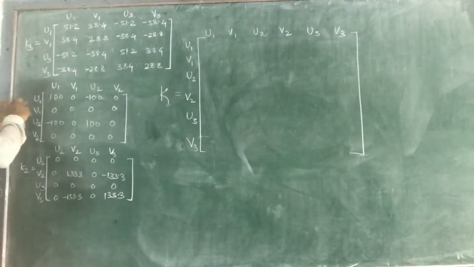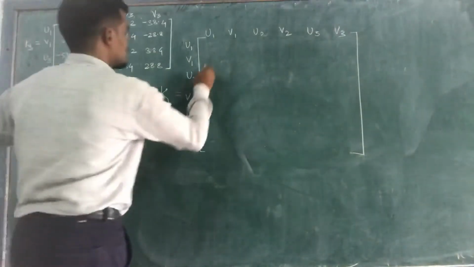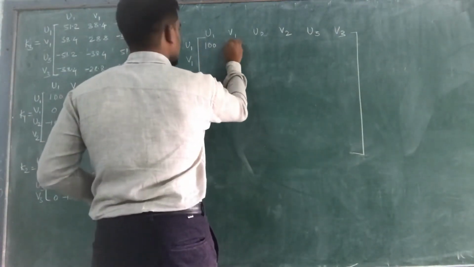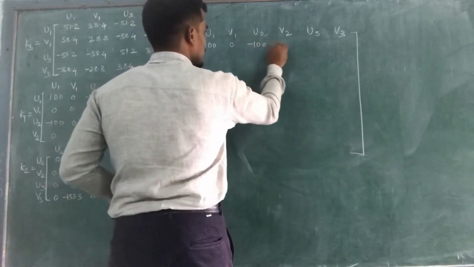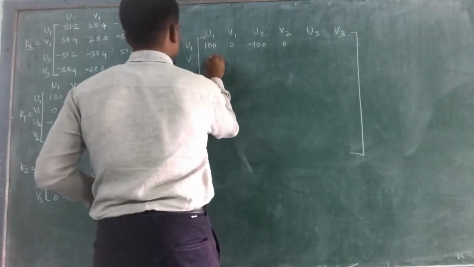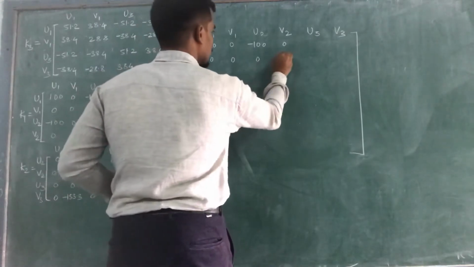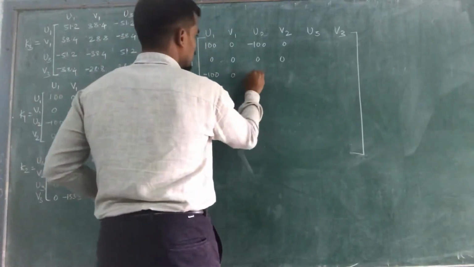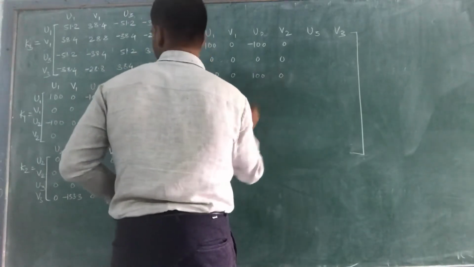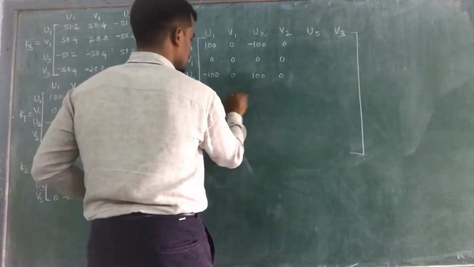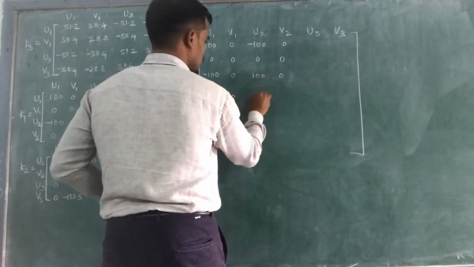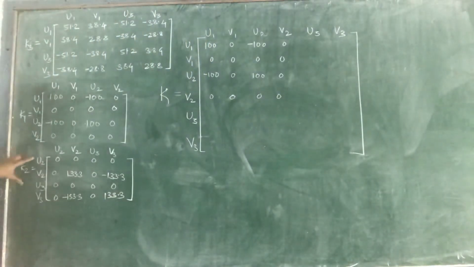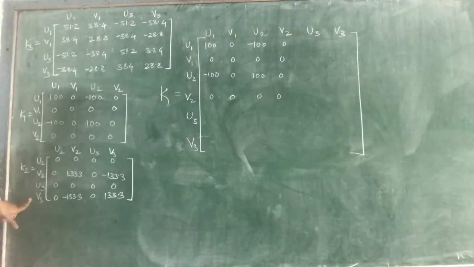The position is between U1 V1 and U2 V2, so put this between U1 and V2. So 100 0 minus 100 0, then 0 0 0 0, then minus 100 0 100 0, and finally 0 0 0 0. Then next one is between positions U2 V2 and U3 V3, this second elemental stiffness matrix.